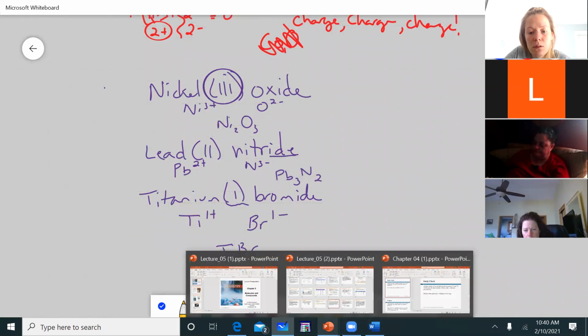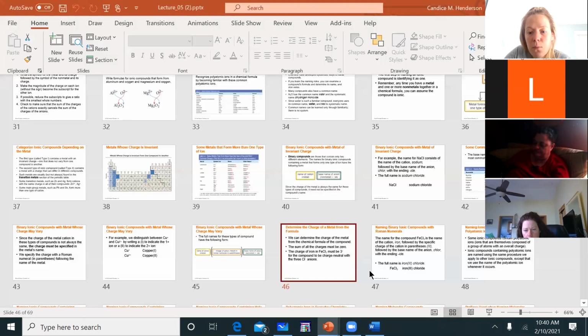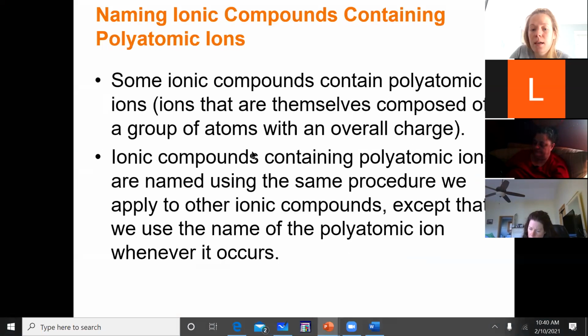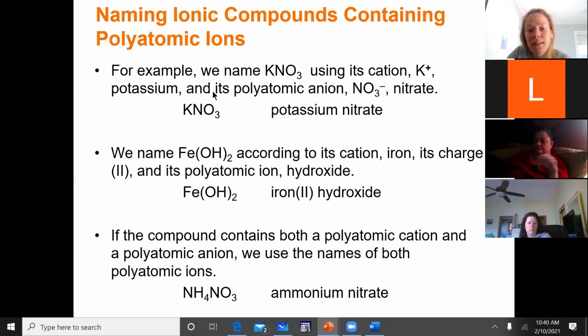Okay. So just like with the type 1s, or the predictable charges, in polyatomic ions, we can combine unpredictable charged metals with polyatomic ions as well. So like this one, for instance, I've got potassium nitrate. This is a predictable charge combined with a polyatomic ion. We would call it potassium nitrate.